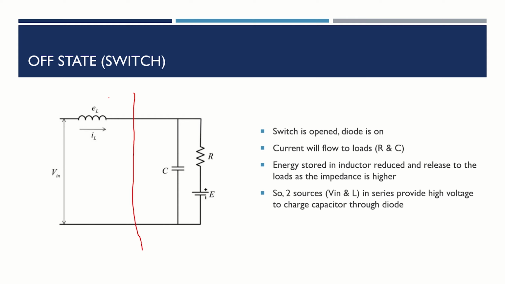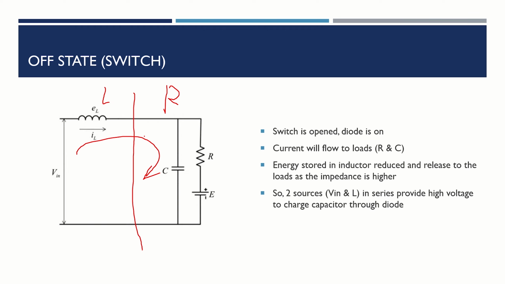During the off state, the switch is open but the diode is on. So the current will flow in the big loop. And V in will supply directly to the capacitor and the load. So the energy stored in the inductor reduced and released to the load as the impedance is higher than the current. So why has this happened?